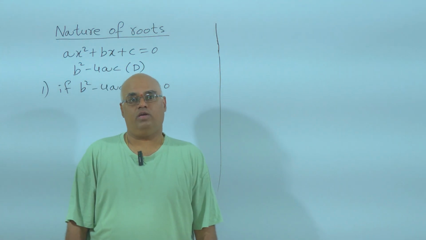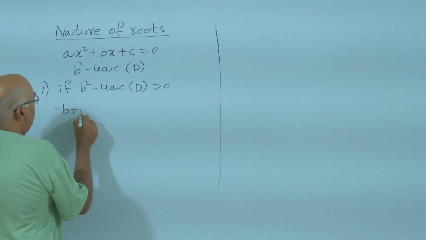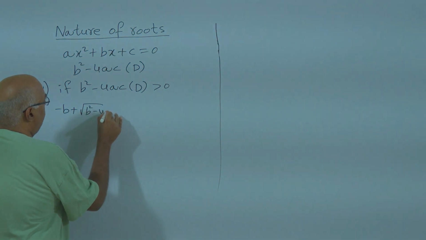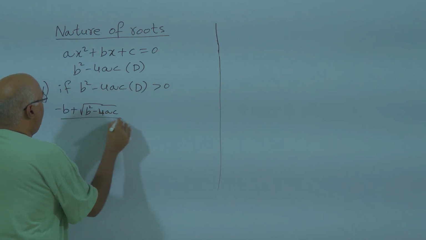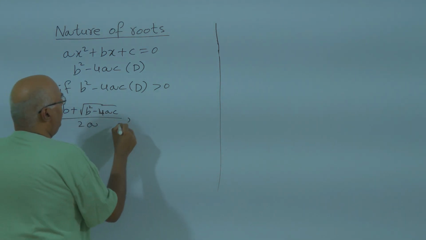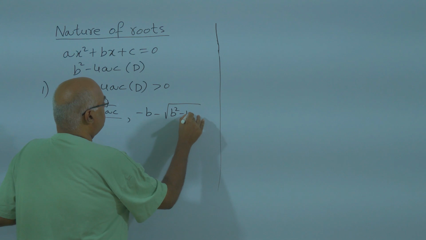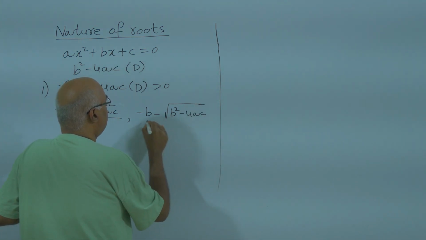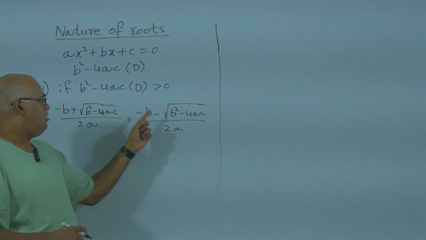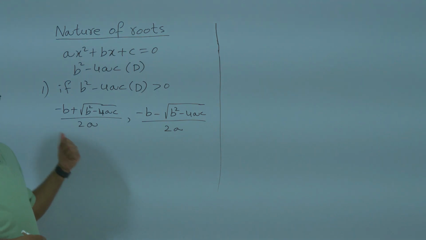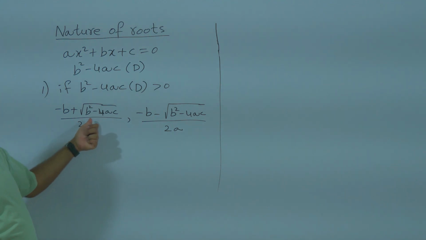The roots of such a quadratic equation are given by minus b plus under root b square minus 4ac, by 2a. This is one root, and the other root is minus b minus under root b square minus 4ac, by 2a. So if the discriminant is greater than 0, then the quadratic equation will have two real and distinct roots. The two roots are given by this formula.